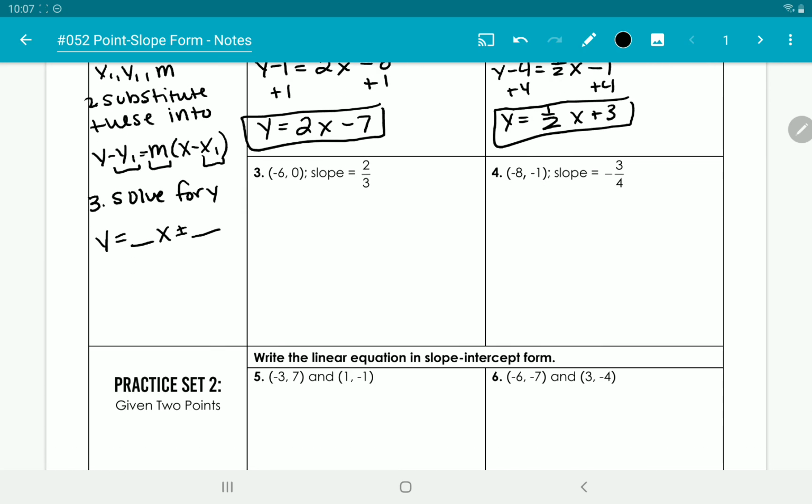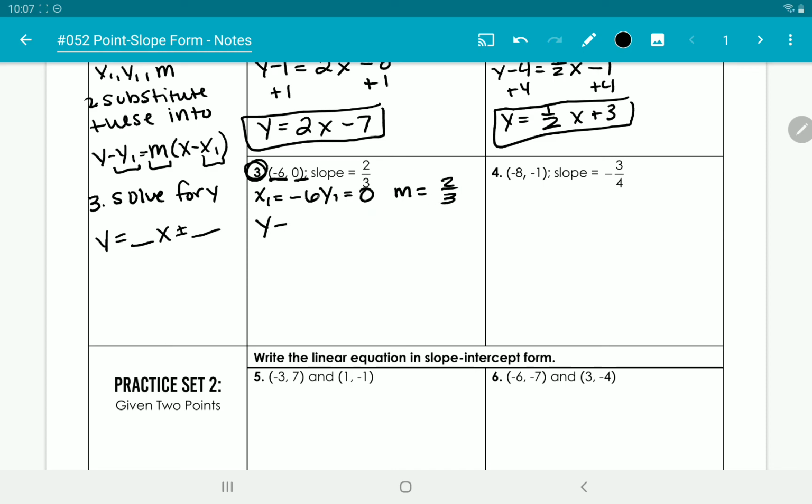Now I want you to take the time now, go ahead and pause the video, and try number 3 first, okay? And then press play whenever you're done with number 3, and I'll go over it and we'll see if you got the right answer. Okay, so first we need x1, we need y1, and we need the slope. So the x value here is negative 6, y value is 0, and the slope is 2/3.